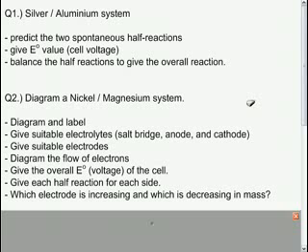Okay, we are now on question 2 of the sample questions for this section. In this question number 2, diagram a nickel-magnesium system complete with salt bridge, anode, cathode, electrodes, electrolytes. Draw, label, diagram the flow of electrons, give the overall E0 value for the cell, give the half reaction for each side of the cell in the anode and the cathode, and let me know which electrode is increasing and which is decreasing in mass. Pause this, diagram this, and then unpause and check your answer.